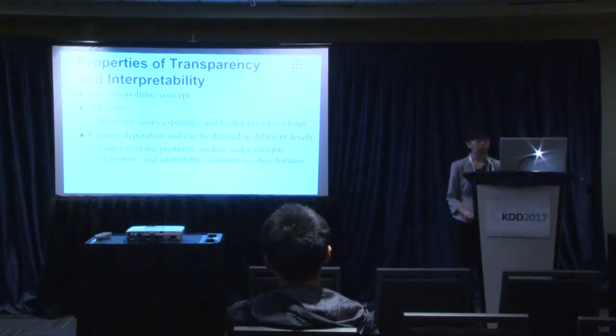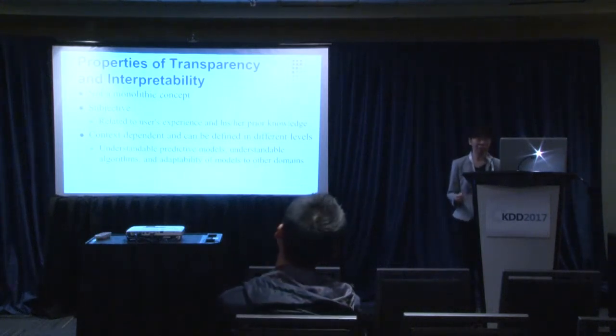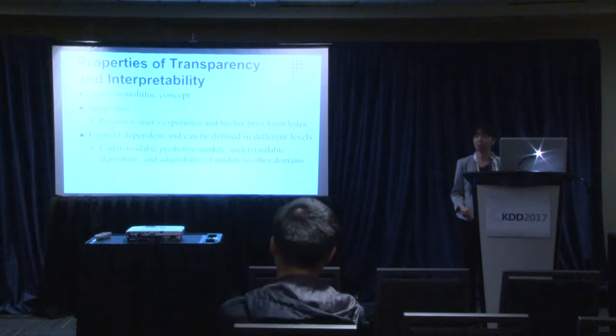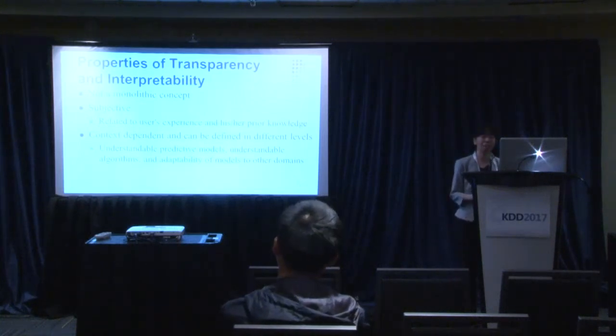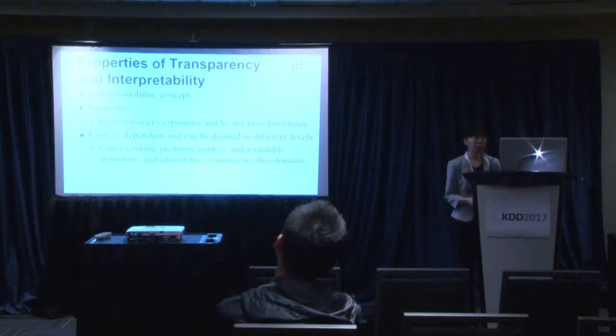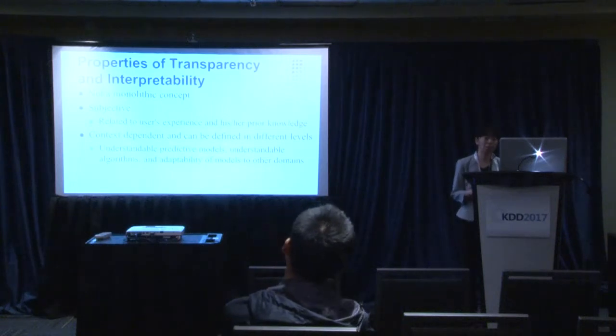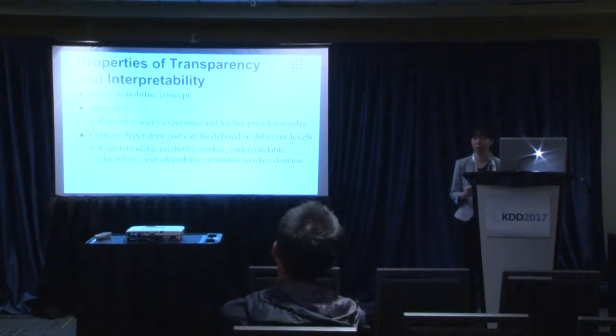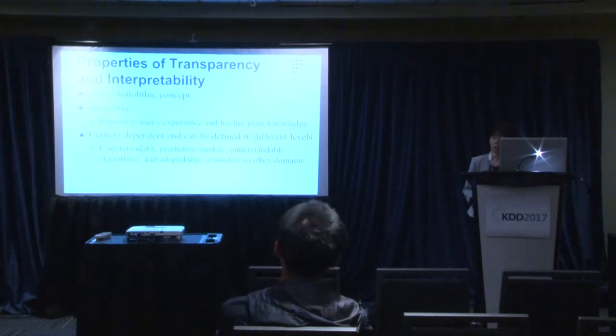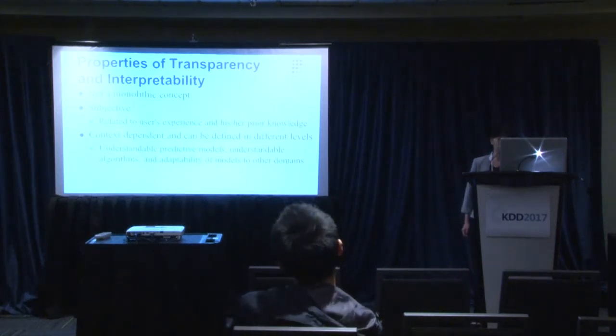Secondly, the other property of transparency and interpretability is that it is context dependent and can be defined at different levels. We may want to have understandable predictive models or understandable algorithms, or even the adaptability of those models.